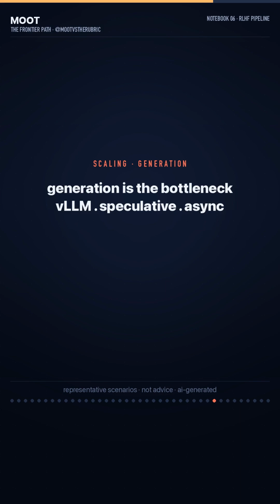The fixes are optimized inference engines like vLLM, with continuous batching, speculative decoding with a small draft model, asynchronous pipelines that generate the next batch while training on the current one, and simply capping the response length. If asked what is hardest about scaling RLHF, this is the answer.